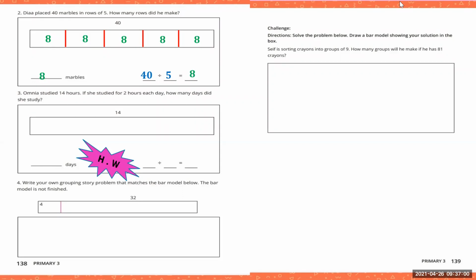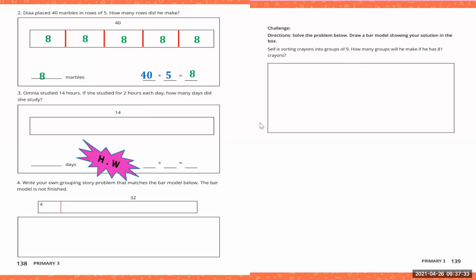Here is the challenge part. Saif is sorting crayons into groups of 9. How many groups will he make if he has 81 crayons? The total here is 81. He wants to sort them into groups of 9.